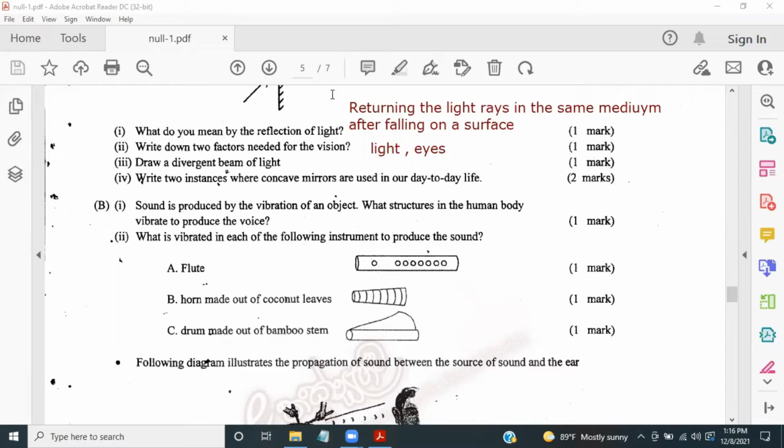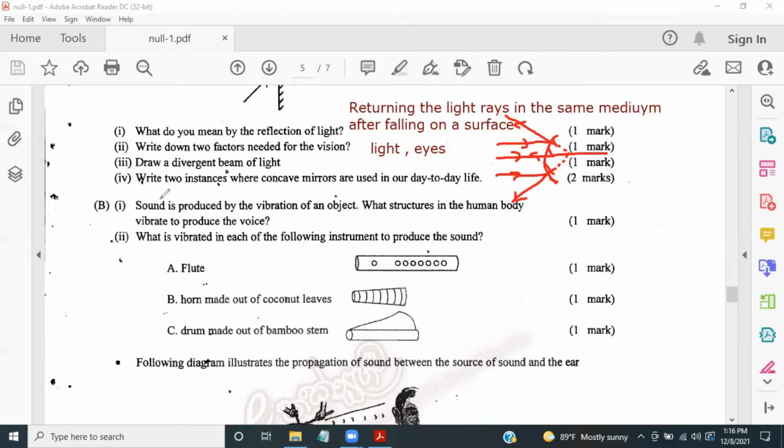Draw the divergent beam of light. I'll draw a divergent beam here. Light can be diverged by a convex mirror. This is a convex mirror. And if any light beam is coming parallel to the convex mirror, it is going like this, spreading as if from one point. This is the divergent beam of light.